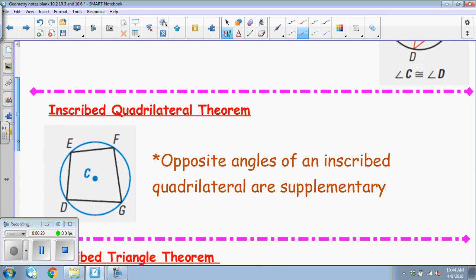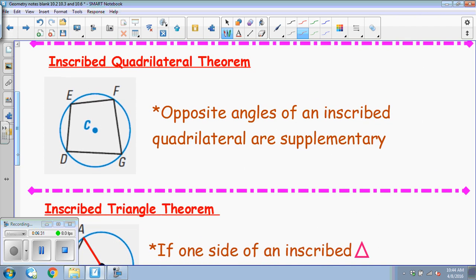The next one is the inscribed quadrilateral theorem. The third one we already talked about, so this is the only one that's really going to be kind of new information. This one says opposite angles of an inscribed quadrilateral are supplementary. This is not to be confused with parallelograms. This is just a quadrilateral. It's not a parallelogram, because with parallelograms, opposite angles are congruent. This is just a lopsided four-sided figure.